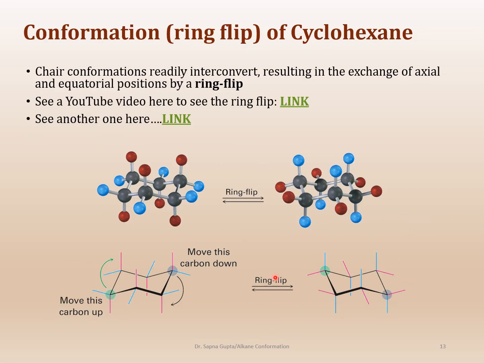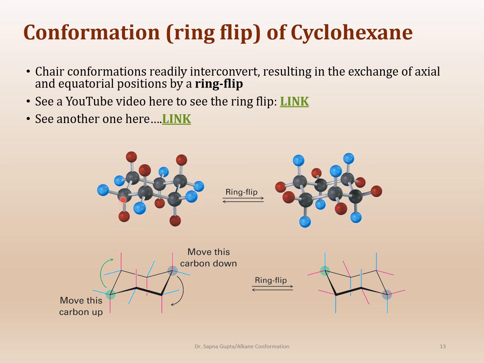The ring flip. This is the most interesting part of the conformation, because after all, this is the conformation for cyclohexane. I would really like you to go to these two links over here and see how the ring flip works. There's some nice animation, and then there's a professor showing the ring flip also. I will show this to you in class, but you can go over here in case you're studying this on your own. And so a ring flip is when you move one carbon up and the other one down.